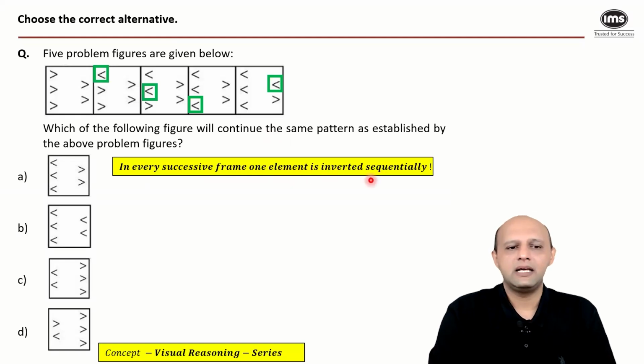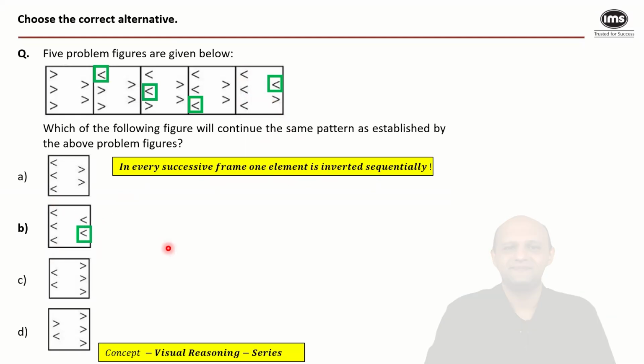So what would be the answer option here? Clearly, all 4 need to be the same, at the same place and in the same orientation, and it's this fifth element that gets inverted. So what's the answer option? Answer is option B.